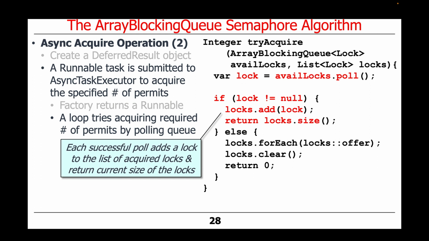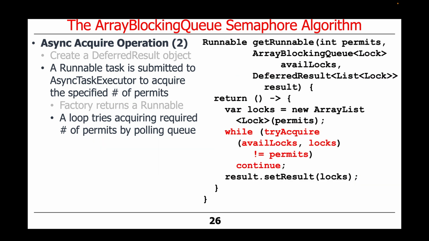So the way this try acquire is going to work is it's first going to try to poll the available locks ArrayBlockingQueue. If it succeeds and it's able to get something, that means there was something there, it wasn't empty, it's going to add it to our locks parameter, and then we're going to return the locks.size. And that will be an indication back over here as to whether we've achieved what this loop is trying to do. So if we get the number of permits, we're done.